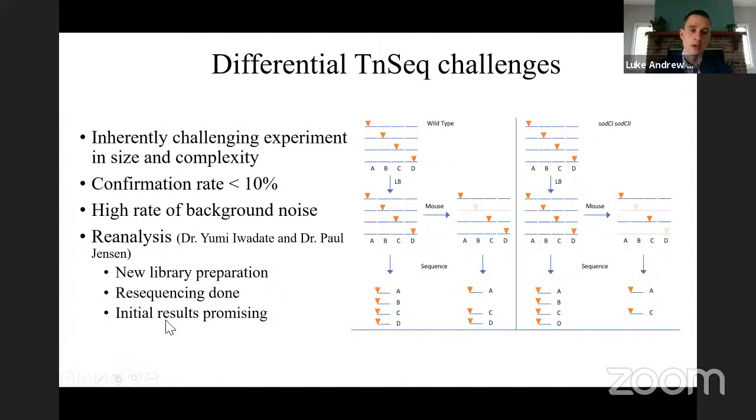And so I'm looking forward to when we can get back into the lab and actually start to confirm some of this data and hopefully have a cleaner analysis this time around. So stay tuned for those results.